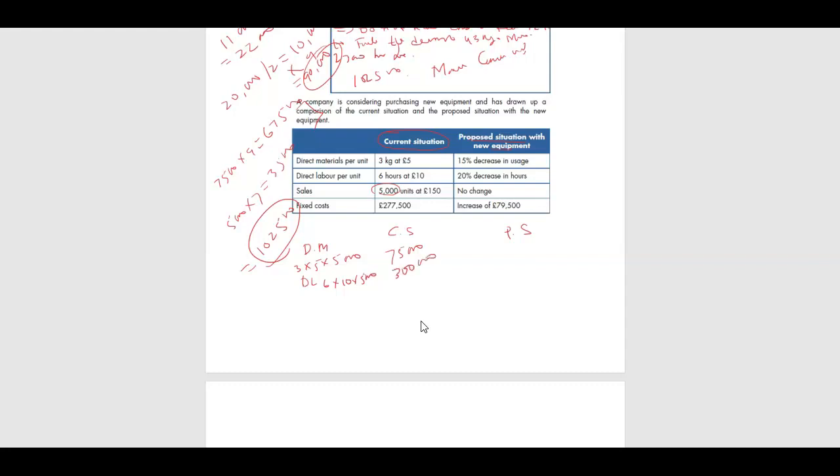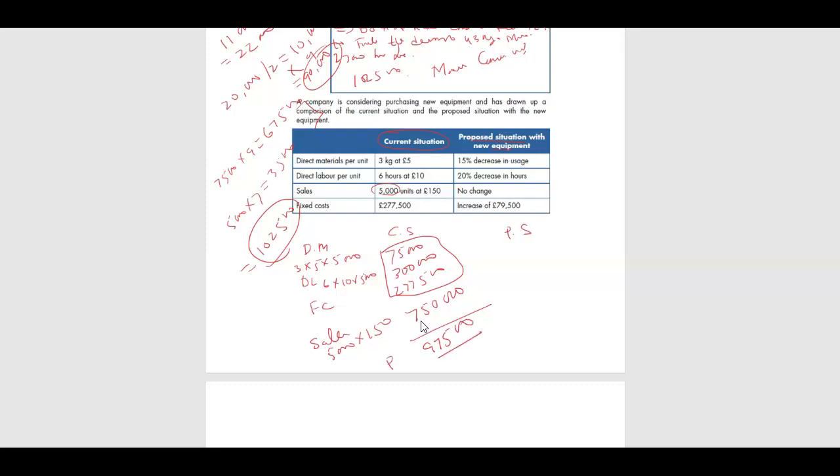From the cost, we need to subtract the sales, so let's have a look at how much the sales are. 5,000 units, 150 each. So 5,000 times 150 will give you 750,000. So if I subtract the cost from the sales, that will give us the profit. So let's calculate the profit. Sales minus total cost will give you the profit, which is 97,500. That's my profit in the current situation. If I don't change, that's my profit.